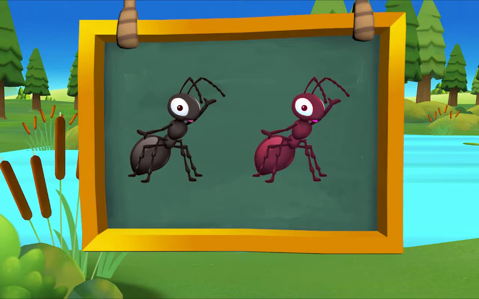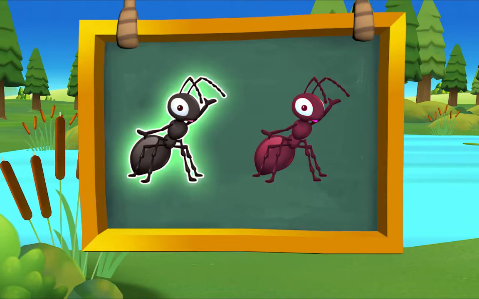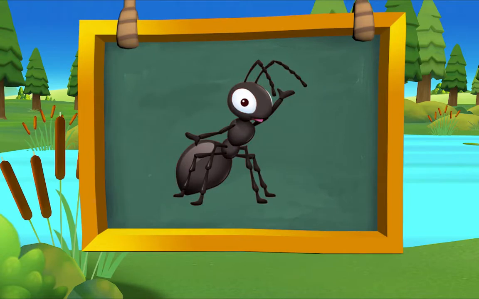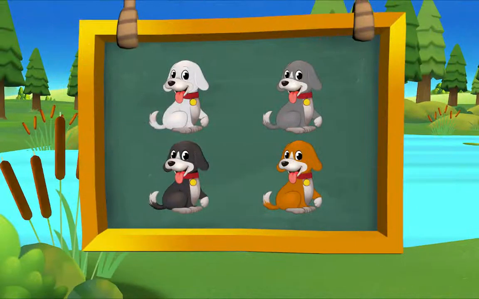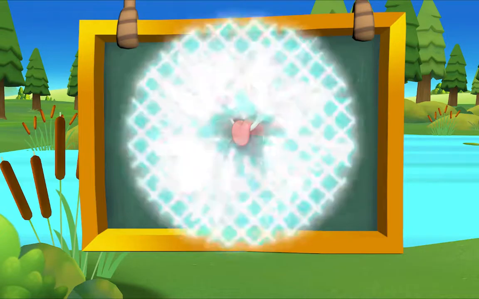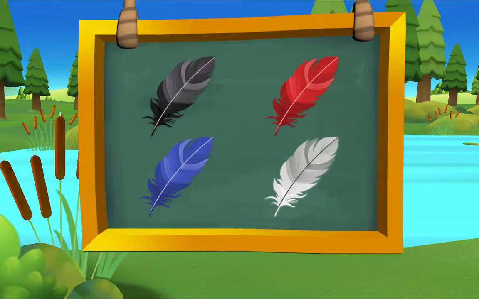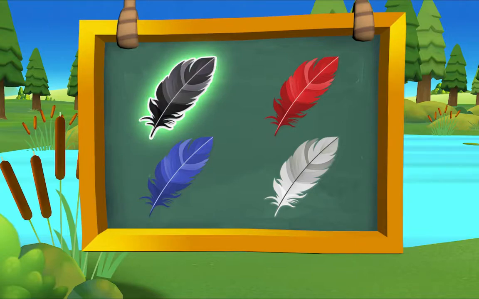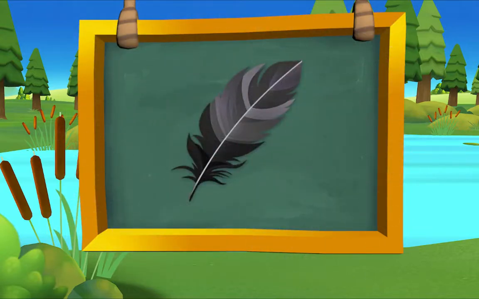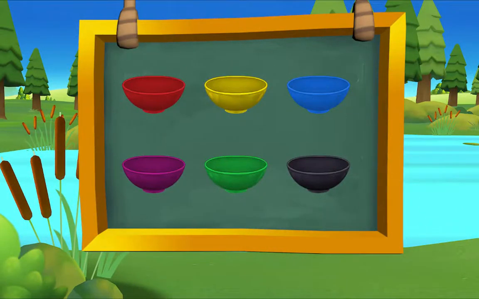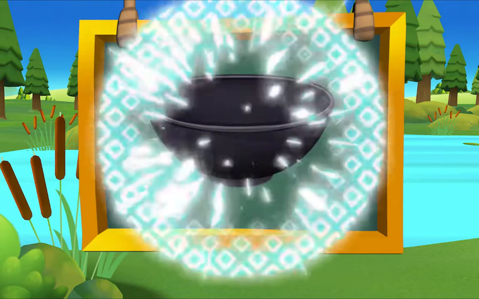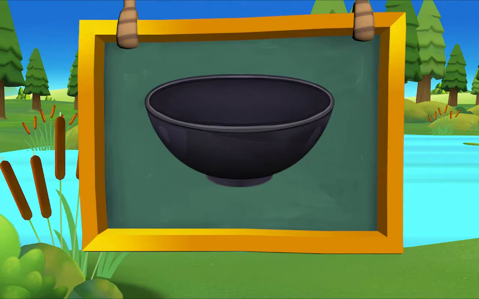Which ant is black? There it is. Black ant. Which dog is black? There it is. Black dog. Which feather is black? There it is. Black feather. Which bowl is black? There it is. Black bowl. Very good.